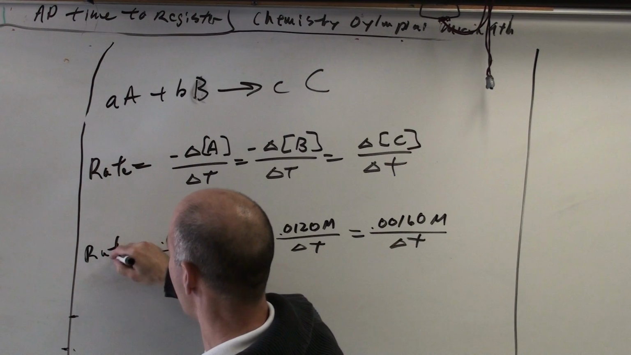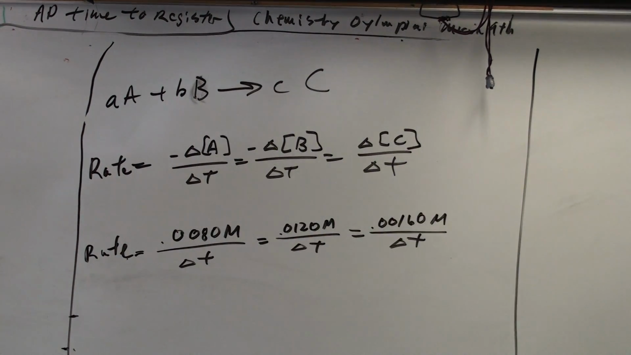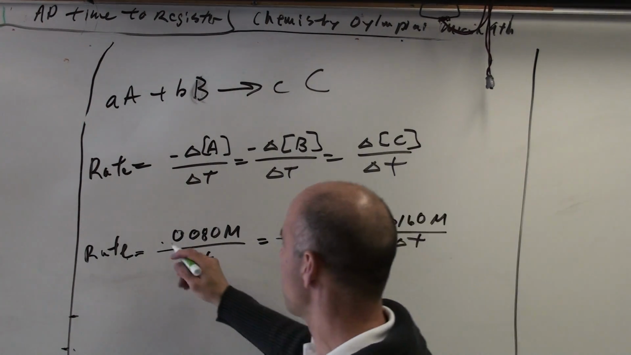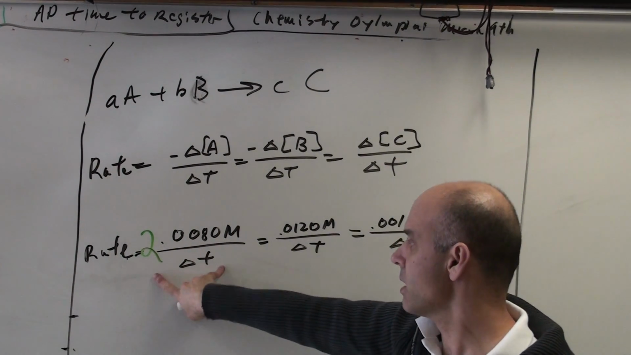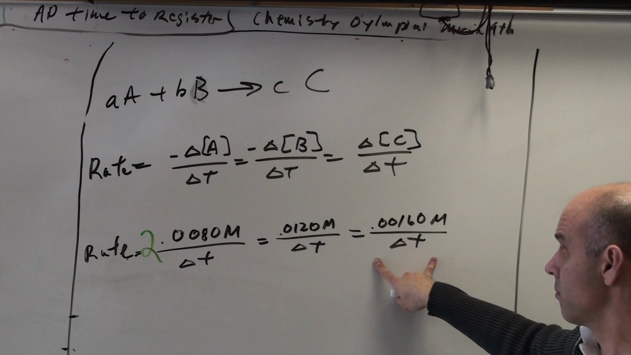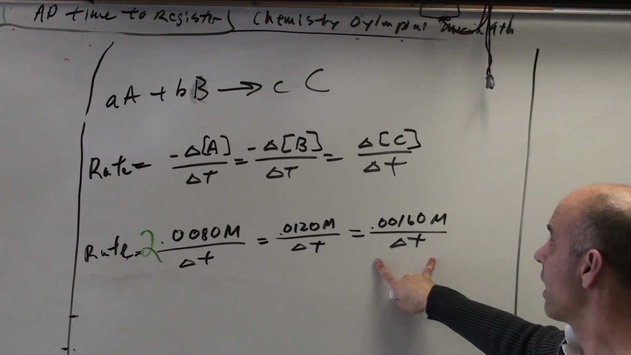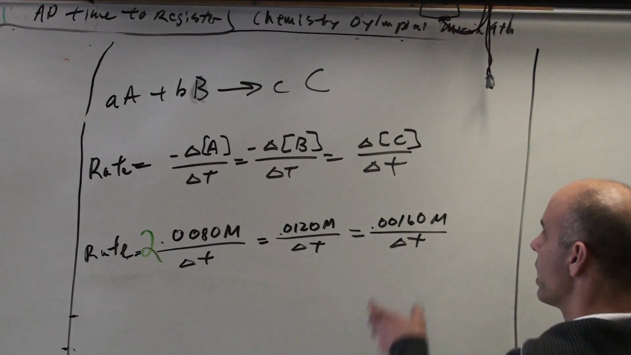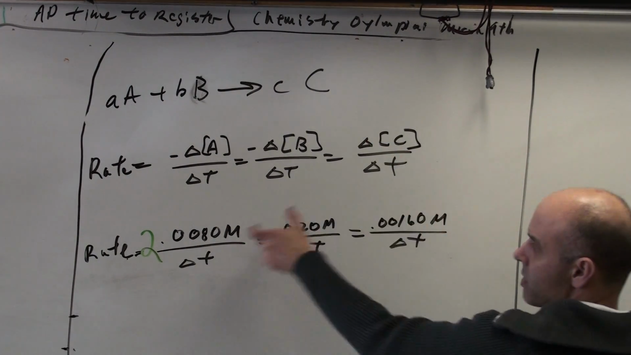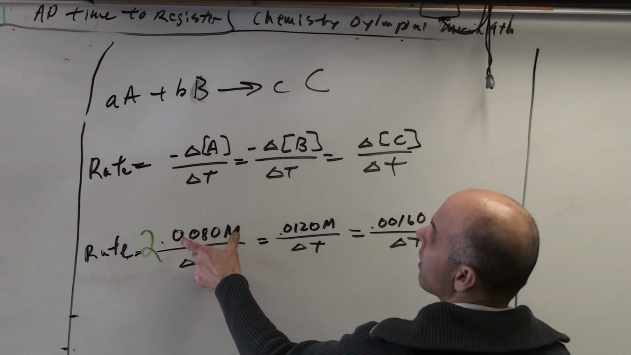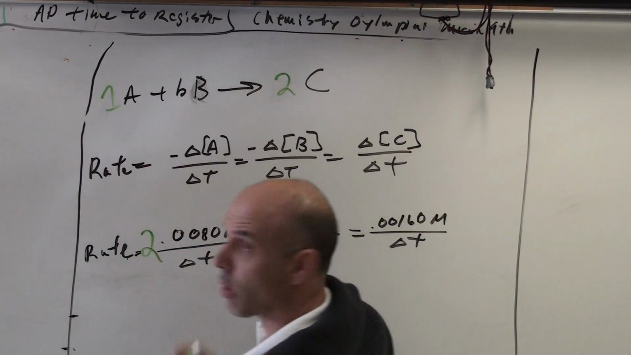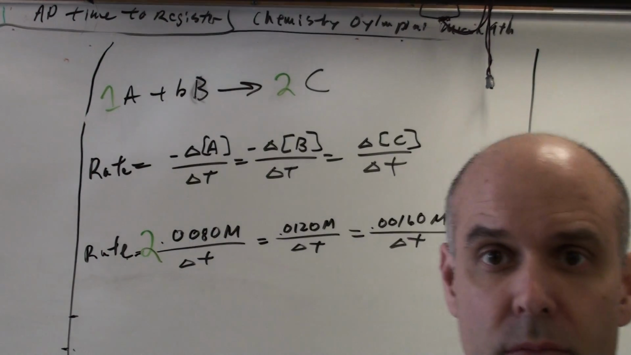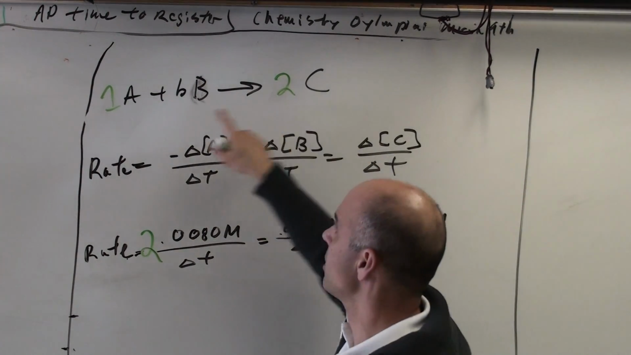Okay? So if we look at the first one, it's a little bit easier. If I were to multiply this by 2, then this and this would be the same. So if the concentration of C is twice as big as the concentration of A, that must mean the coefficient of C compared to A is 1 to 2. There must be twice as much C being produced as A.